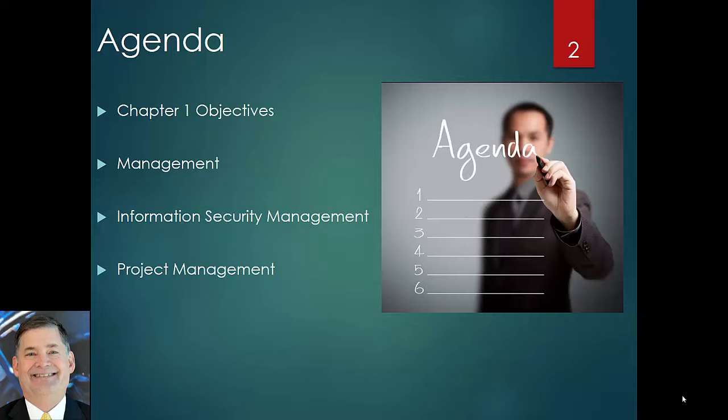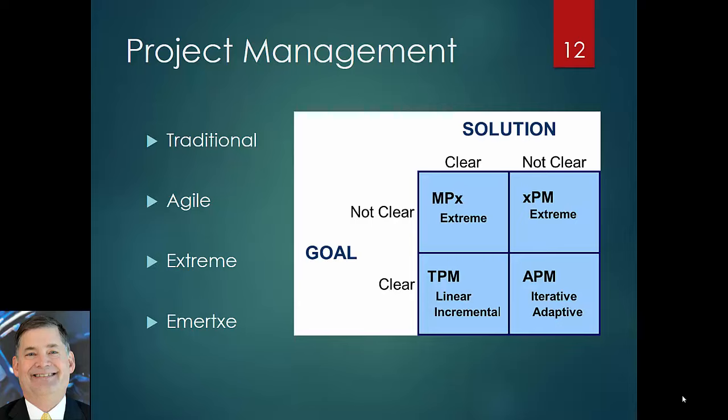The book does talk about it, but really in a fairly superficial, oversight way, looking at some of the tools. So we'll spend some time on the tools, but I want to give you a brief overview of where project management is today. When you look at project management, there are four different approaches ongoing out there right now: traditional, agile, extreme, and emergency.